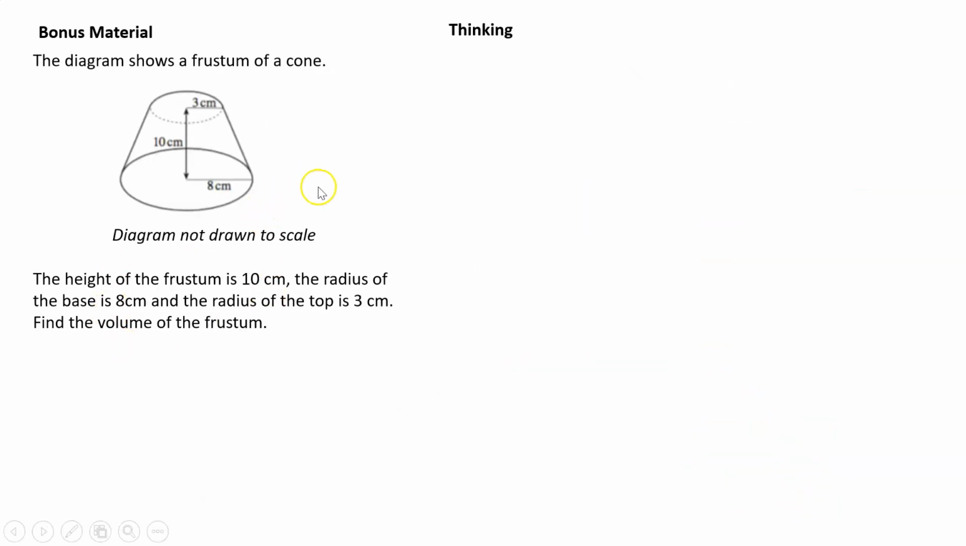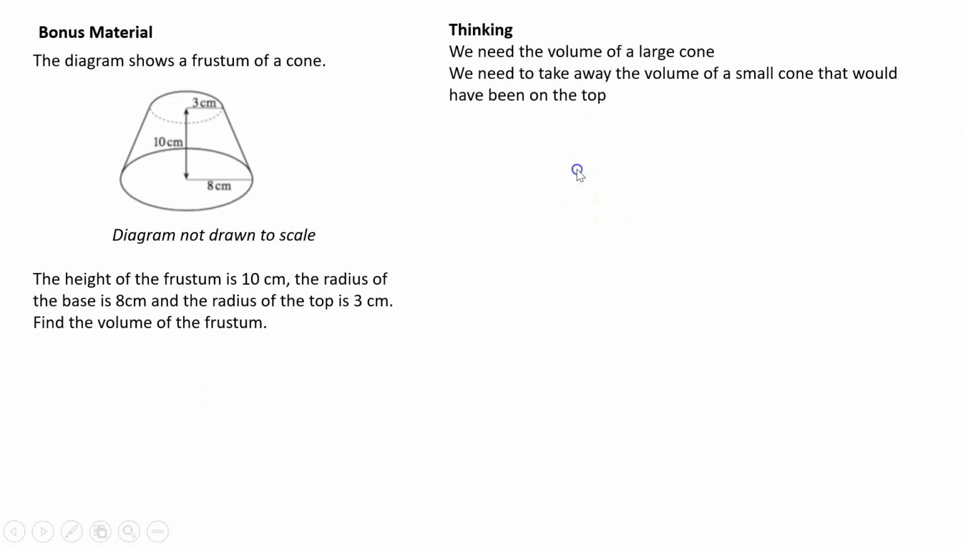Another question, slightly different. The diagram shows a frustum of a cone. That's a cone with the top bit sliced off, parallel to the base. The height of the frustum is 10 centimetres. The radius of the base is 8 centimetres. The radius of the top is 3 centimetres. Find the volume of the frustum. So thinking, we need the volume of a large cone. We need the volume of a small cone to take away. The small cone would have been on top of the large cone. We need the height of the small cone and the height of the large cone.